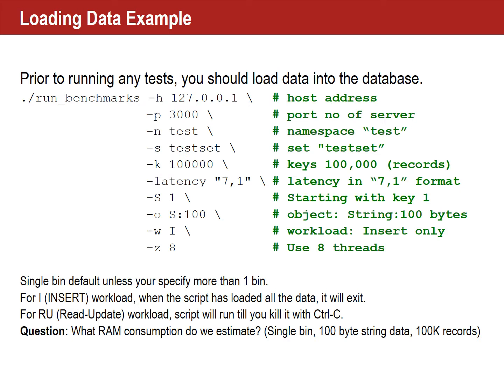then you can start throwing load at the server. So the benchmarking tool allows you to specify the host and port of the Aerospike server, the namespace, the set name, and the number of records you want to load, which is that -k, the format in which you want to see the latency, the starting key, which is uppercase S. Here we are using an integer key starting with 1, 2, 3, 4, and so on, and we're specifying an object which is a string of 100 bytes, you have the option to specify integer data as well.